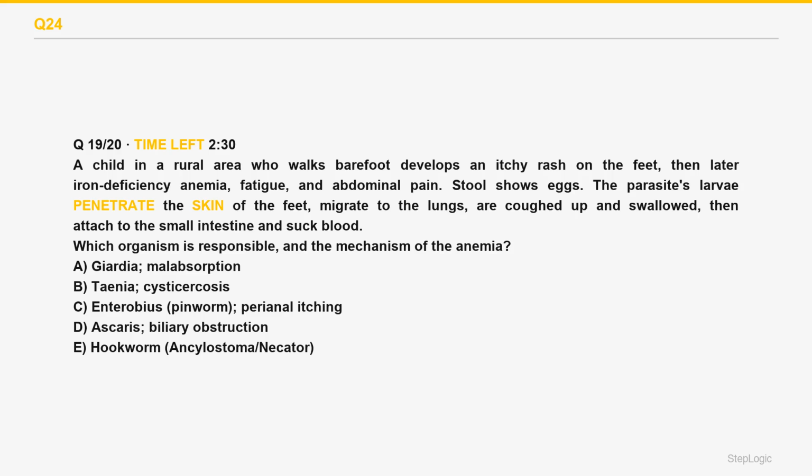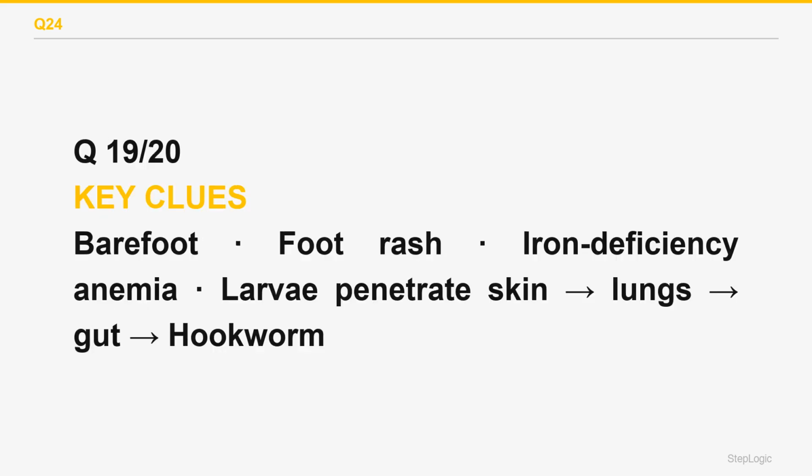Read the command: organism and mechanism of anemia. Barefoot, foot rash, iron deficiency anemia, skin-penetrating larvae, gut blood-sucking: hookworm. This is hookworm, Ancylostoma duodenale or Necator americanus.